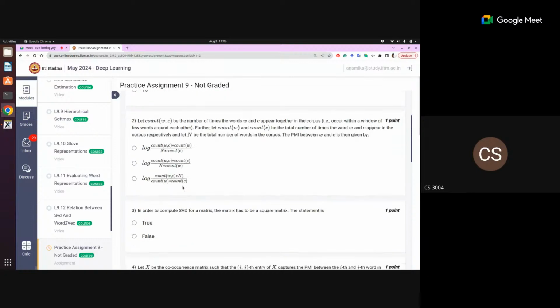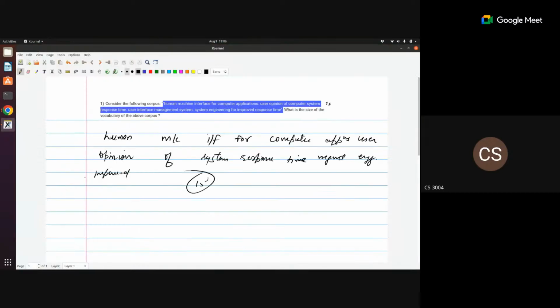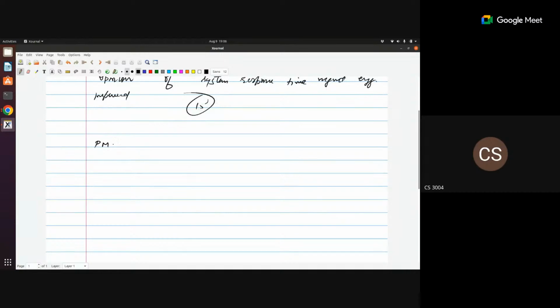Okay, next question. Let count(W,C) be the number of times the words W and C appear together, and count(W) and count(C) are the number of times the words W and C appear in the corpus respectively. N is the total number of words in the corpus. Then PMI is given by what formula, right? So what is PMI? PMI is point-wise mutual information.